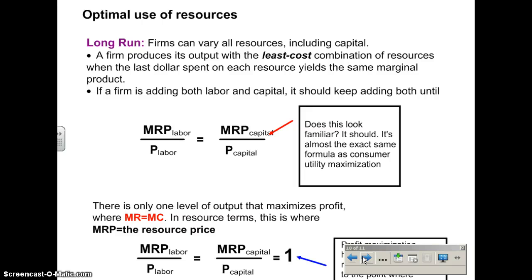This should look familiar because it's the same formula as consumer utility. And if you remember, we had the marginal utility of fudge divided by the price of fudge, right? And we were comparing that to the marginal utility of coffee divided by the price of coffee. Okay, this was back in week 5, a long time ago.